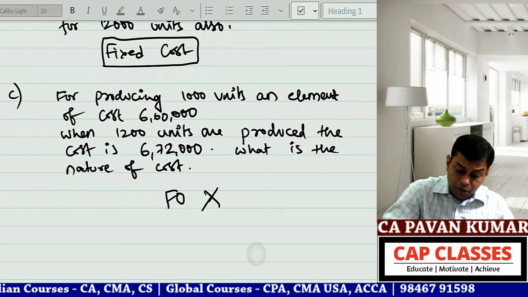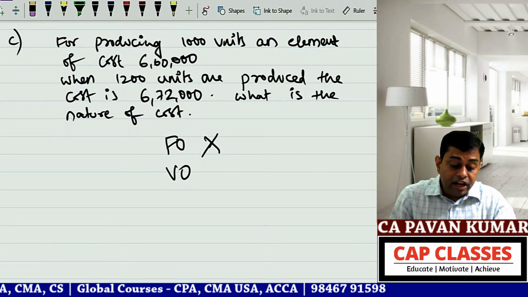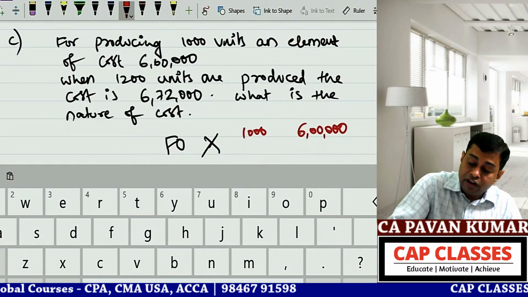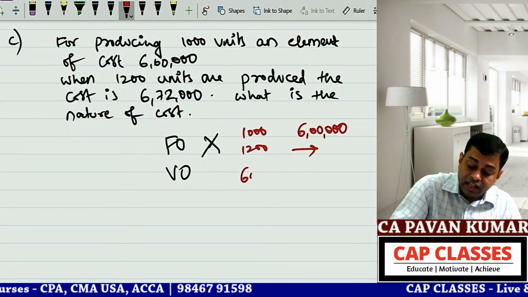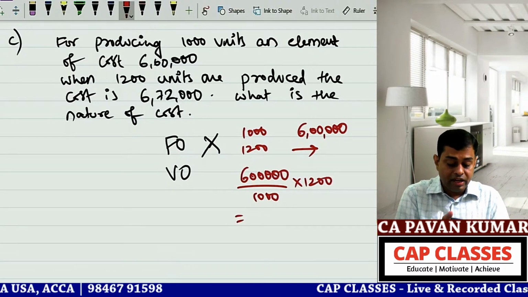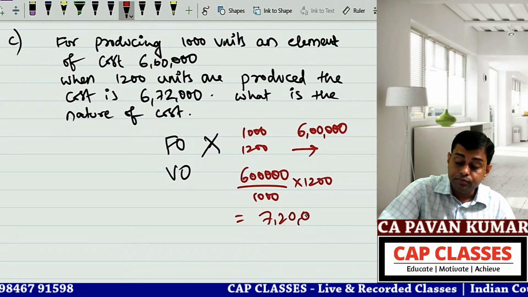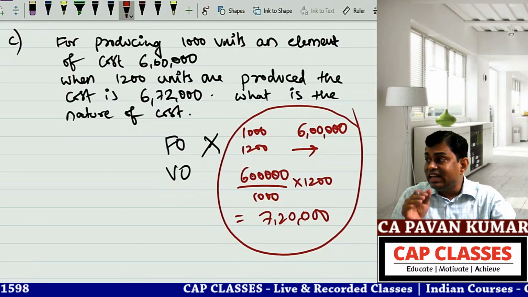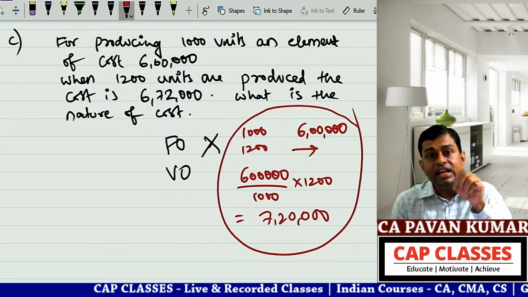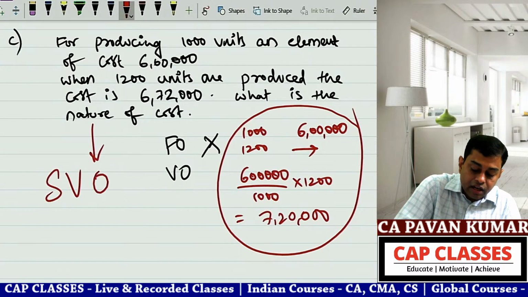Correct. Is this variable overhead? Let us check. It is not variable overhead also. Why is it not variable overhead? If it is variable overhead, for 1000 units if it is 6 lakhs, for 1200 units it should be proportionately 6 lakhs divided by 1000 into 1200, that is 7,20,000. So, is it variable? No. Is it fixed? No. So, an element of cost which is neither variable nor fixed is semi-variable. So, this is semi-variable overhead.